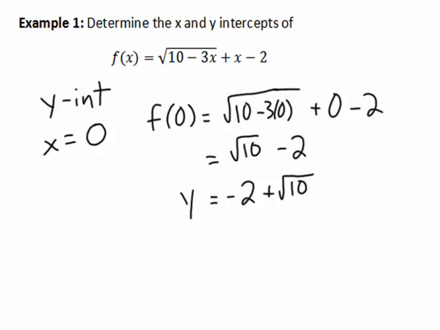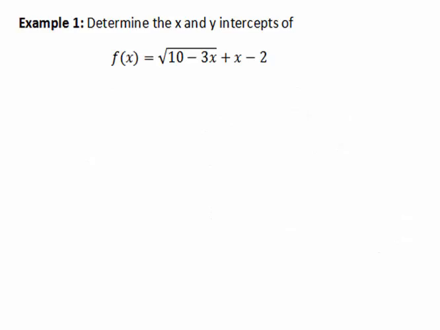If we were writing that as an ordered pair, our y-intercept would be at 0, negative 2 plus root 10. It looks a little weird, but if we needed to graph it, we'd put it in a calculator and find the decimal. So finding the y-intercept is actually pretty easy when we have a radical equation. We just set x equal to 0. Well, what if we wanted to find the x-intercept?